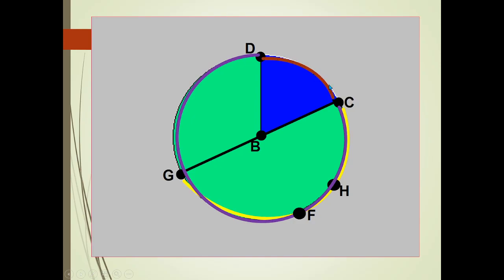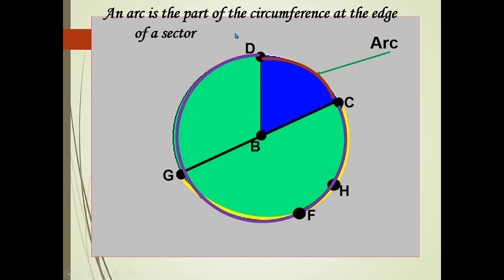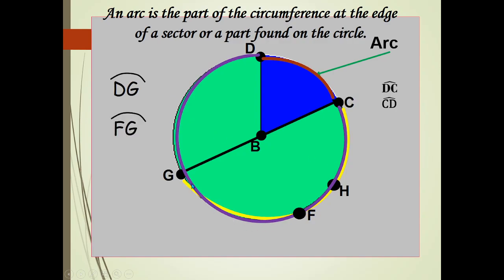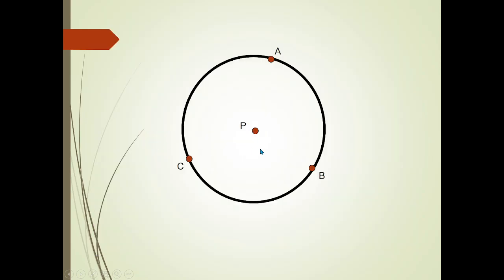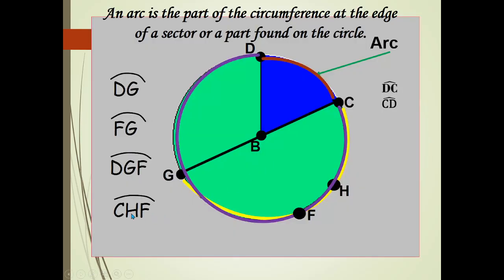this is an arc. So when we say arc, this is the part of the circumference at the edge of a sector or a part bound on the circle. So this is bound on the circumference of the circle. So this arc is called arc DC or vice versa, arc CD. We can see many arcs here in the figure like arc DG, arc FG, arc DGF, or arc CHF.